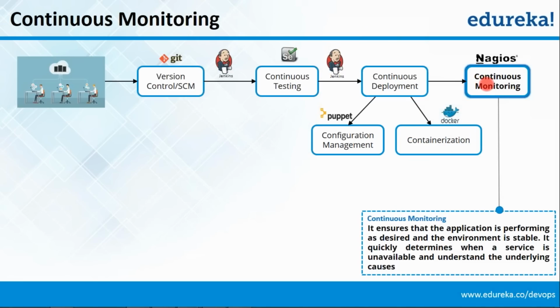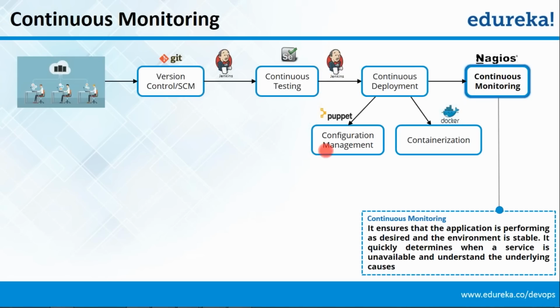Now that you have deployed your application, you need to monitor it to see if the application is performing as desired and the environment is also stable. This is where continuous monitoring comes into the picture. By monitoring the application, you can quickly determine when a service is unavailable and understand the underlying causes. And then you can report back all the issues to the developers. So Nagios is one of the most popular tools used in continuous monitoring.